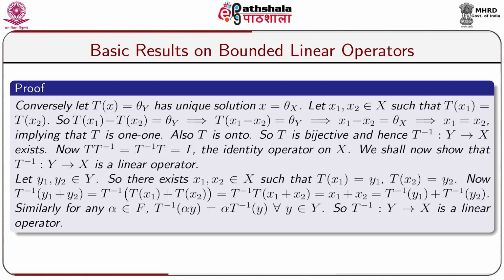Because Tx1 is equal to y1, that means x1 is equal to T inverse y1. Similarly, x2 is equal to T inverse y2. Similarly, for any alpha belonging to capital F, T inverse of alpha y is equal to alpha times T inverse y for all y belonging to capital Y. So T inverse from capital Y to capital X is again a linear operator.